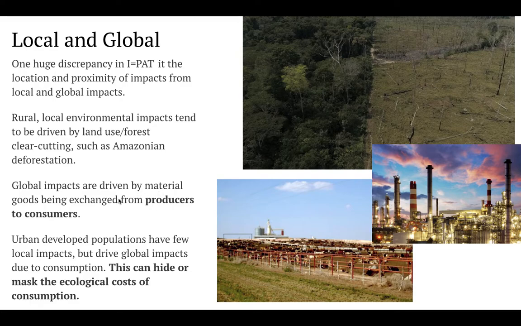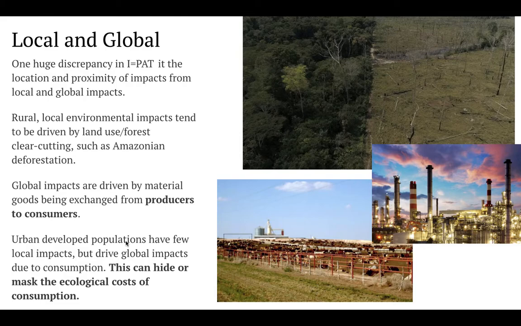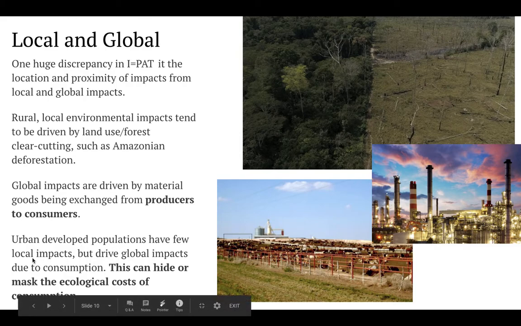The global impacts tend to have less tangible effects in your local environment, but they're often far greater in terms of the overall impact. Urban developed areas like Burlington, New York City, Beijing tend to really have very few local impacts, but they do drive and have significant global impacts, which can hide or mask the ecological costs of our consumption. We go to our favorite restaurant and order a burger.